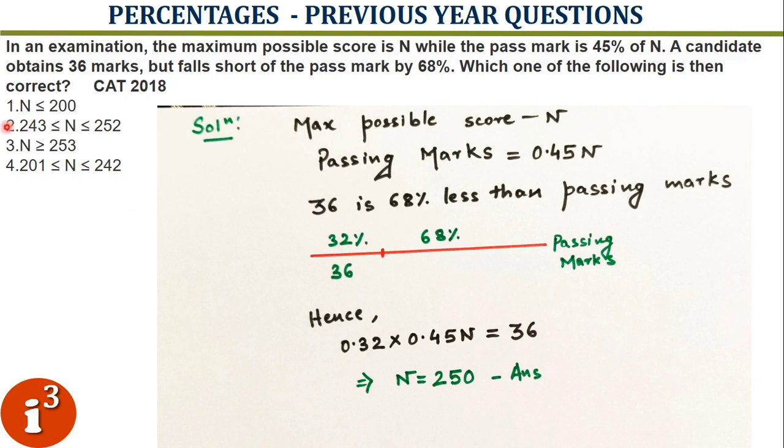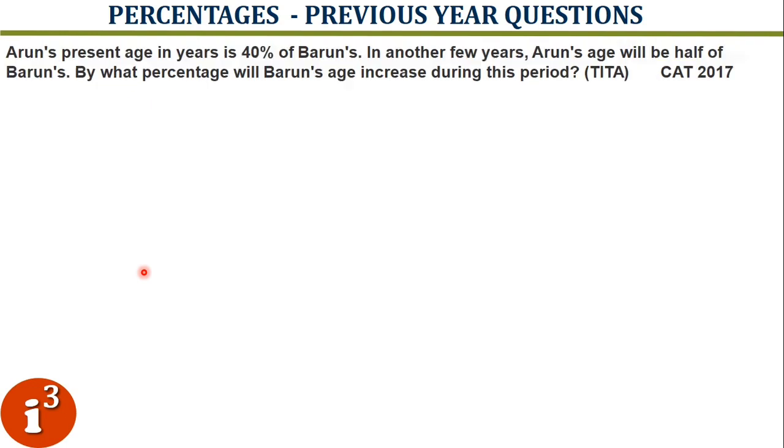Okay, so you just go and mark option 2, in which it will be n equal to 250, 243 to 250. Okay, so next question. Arun's present age, this is a problem of CAT 2017.